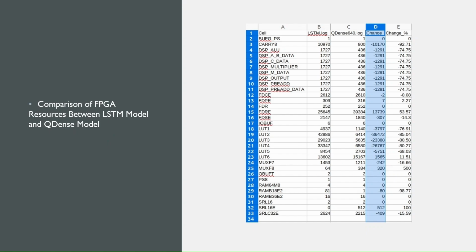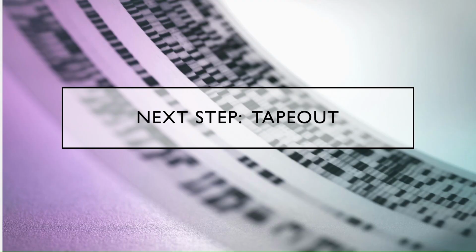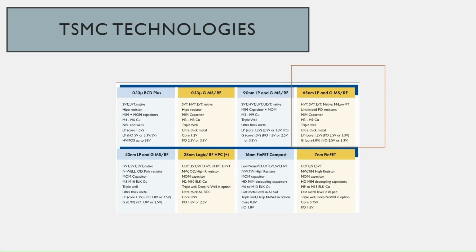Here is a comparison table of the resources between our first model, the LSTM, and the QDense model with 640 reuse factor and the ReLU activation function. We could see a reduction in resource utilization, in some cases around 75 to 80% reduction. Our next step is, with the help of SoC Lab, a tape out. The technology we are targeting is the TSMC 65 nanometer low power mixed signal radio frequency process.